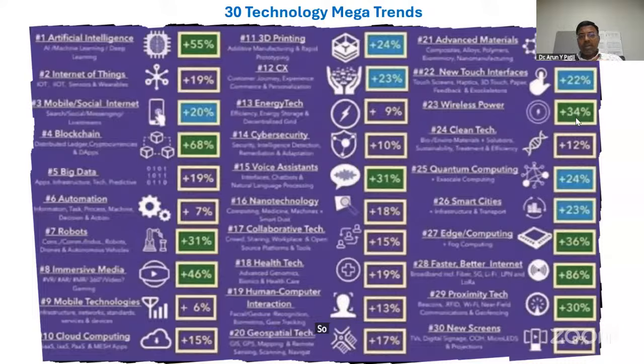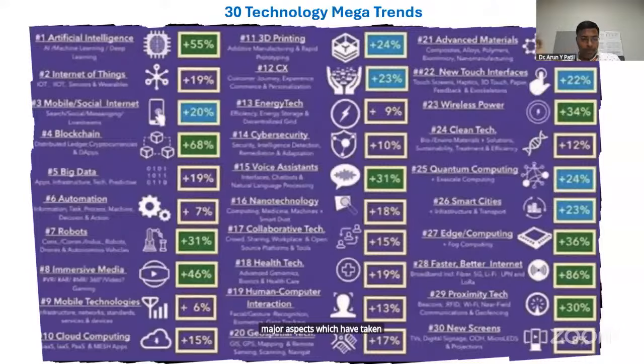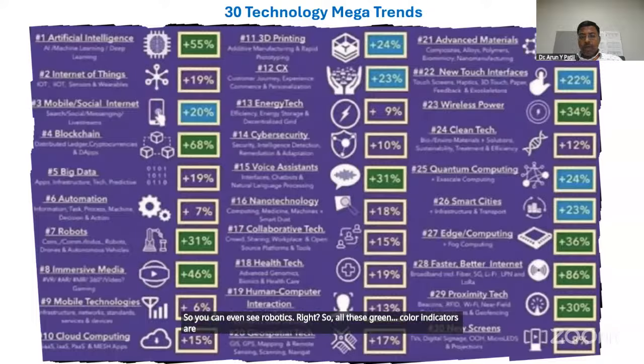So whatever the green indicators I'm sharing currently are the major aspects which have taken a big leap currently. You have to make yourself proficient in any one of these areas. You can even see robotics, right? All these green color indicators are the next mega trends, I can see.